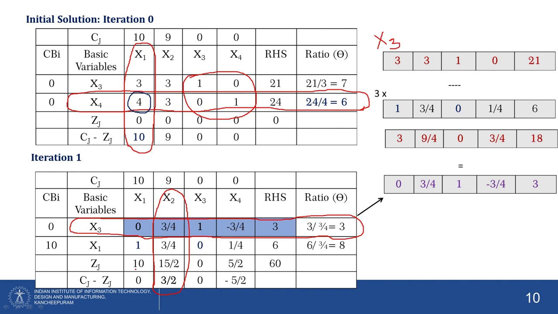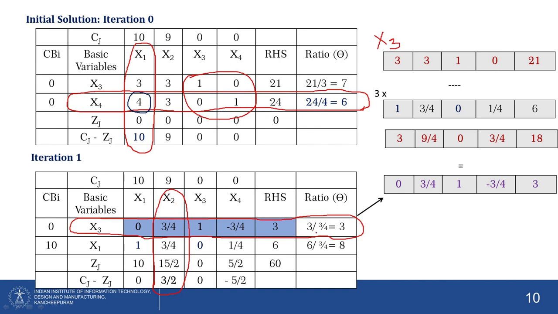Now find out Zj. As usual, 0 into 0 plus 10 into 1, 10. So multiply here, right? Dot products: 14 by 2, 0, 5 by 2, 60. Cj minus Zj. So all are 0 and negative except this one, 3 by 2. So optimality is not reached. There is a positive value available, that is 3 by 2. So you are choosing this as the entering variable, x2 is entering. Then you have to find out which is leaving.